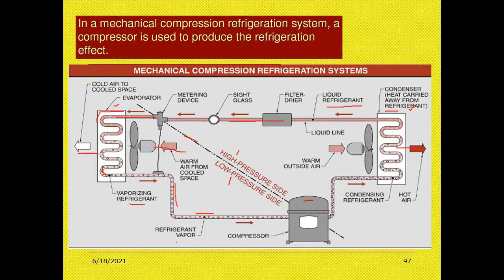Now from this compressor, again the refrigerant is condensed and passes into this condenser. Again from this condenser, slowly it passes into the fins, it is converted into the liquid form, and again the cycle repeats. So in this way the mechanical compression refrigeration system works.